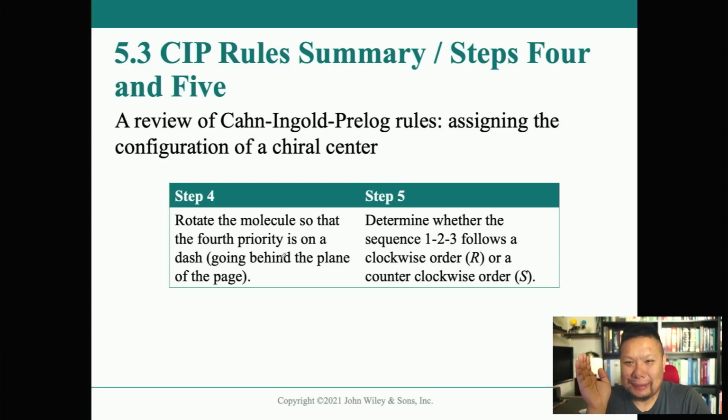So, if you're going in a clockwise direction, then you're an R, and if you are going in a counterclockwise direction when you're counting the priorities, then you're an S. Okay.